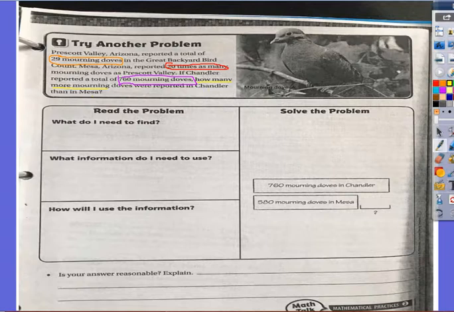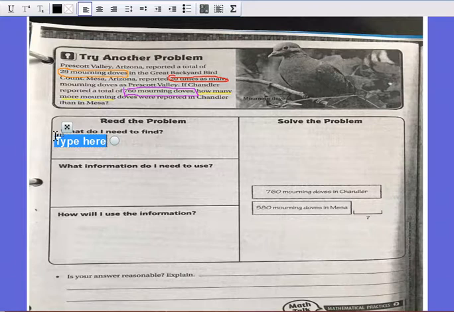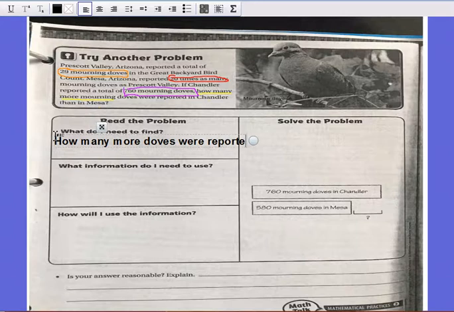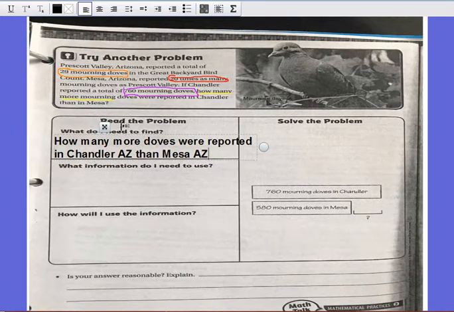Okay, so I'm going to come down here and type, what do I need to find first? So first I need to find how many more, I'm just going to call them doves for now, doves were reported in Chandler, AZ, than Mesa, AZ, which I've been to Mesa, Arizona before.